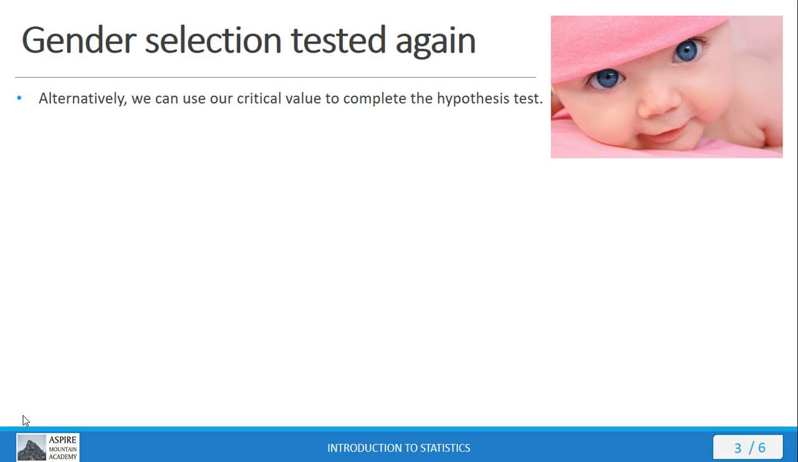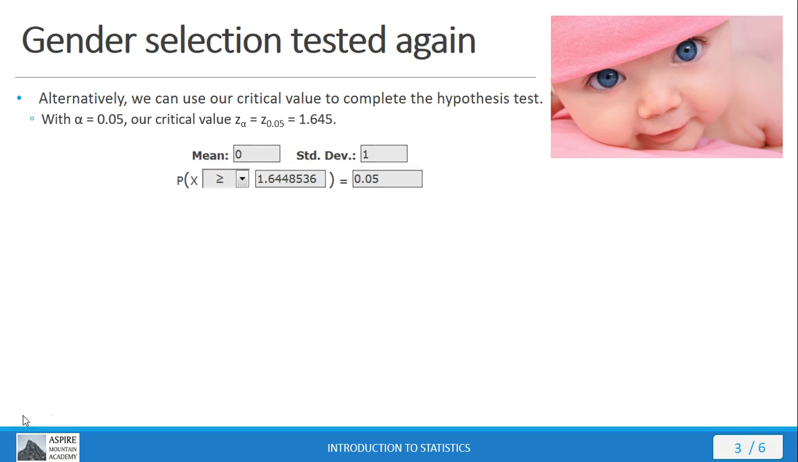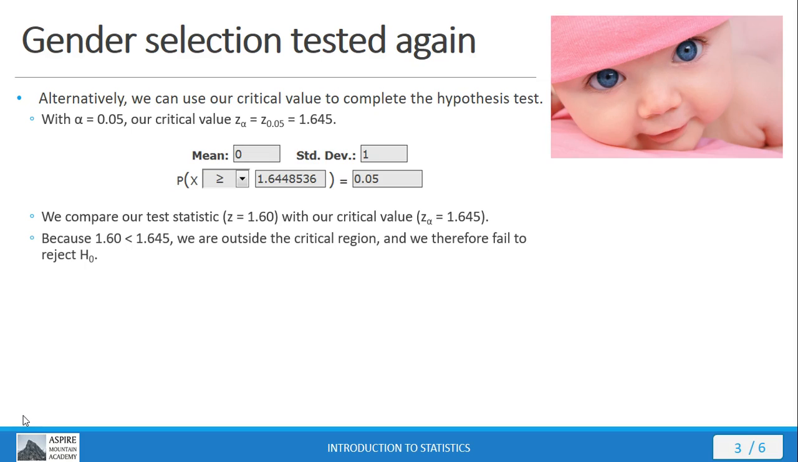Alternatively, if we want to use the critical value for our hypothesis test, we can do that. We know that with alpha level being 5%, we're going to have a critical value of 1.645. Again, we can get that from StatCrunch, or we can go to our z-score tables and get that value out. We can then compare the test statistic that we calculated earlier, z equals 1.6, with our critical value 1.645. So, because the test statistic is less than the critical value, for a right-tailed test, that means we're outside the critical region, and therefore we're going to fail to reject the null hypothesis.